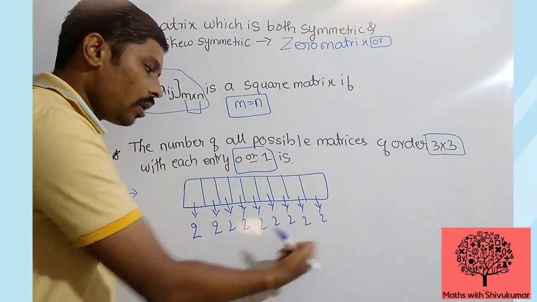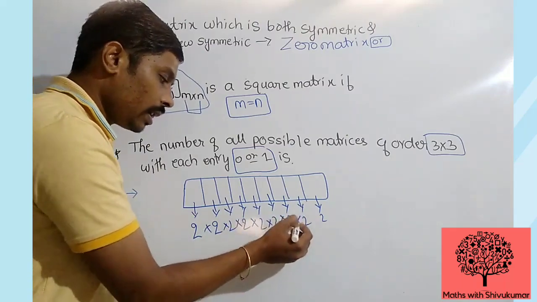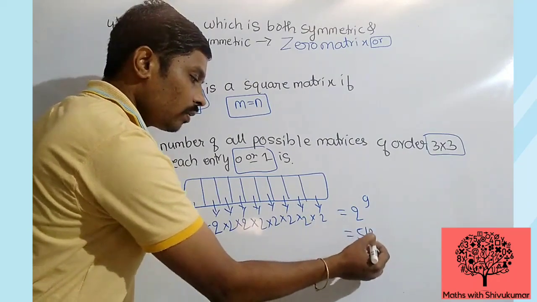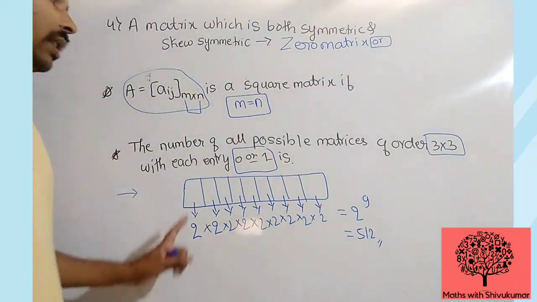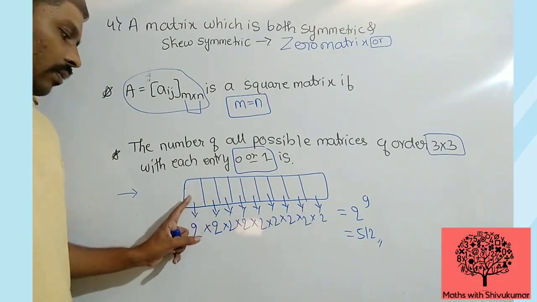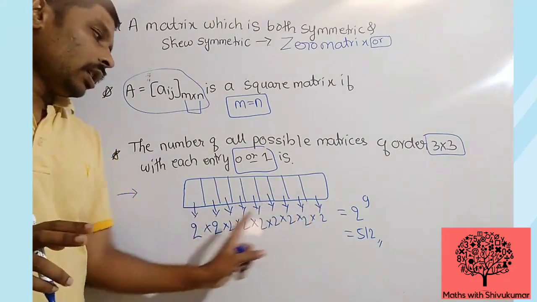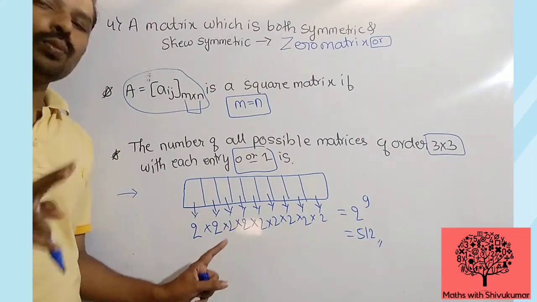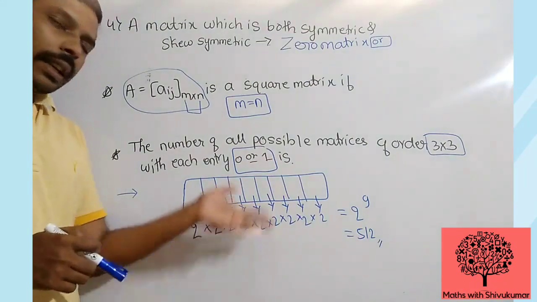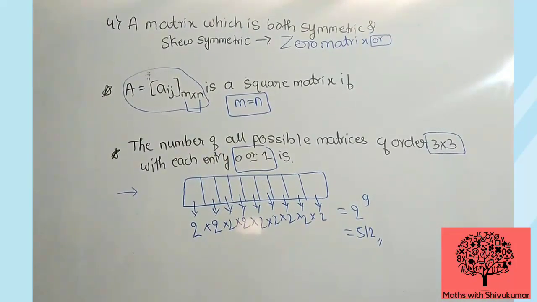So we want all these: 2 into 2 into 2 into 2 into 2, and so on. If you multiply, that is nothing but 2 to the power of 9. You will get 512. So be careful. Total 9 places are there. Each entry I want 0 or 1, so each can be filled in 2 ways. So 9 places are there, each having 2 possibilities. So 2 into 2 into 2, 9 times, means 2 to the power of 9. That is nothing but 512. Is it clear? Or any doubt here?